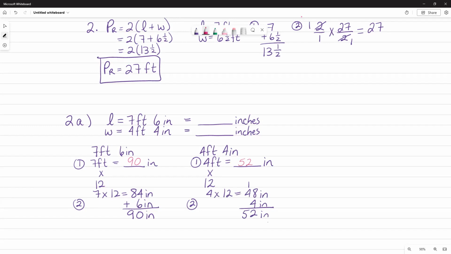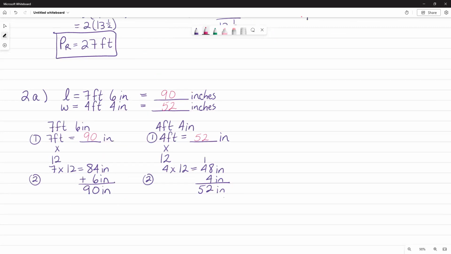So now we have figured out that these are 90 inches and 52 inches. Now we've got them all in the smaller unit, we can then calculate the perimeter. So perimeter of a rectangle is, we should all know this by now, 2 times the length plus the width.